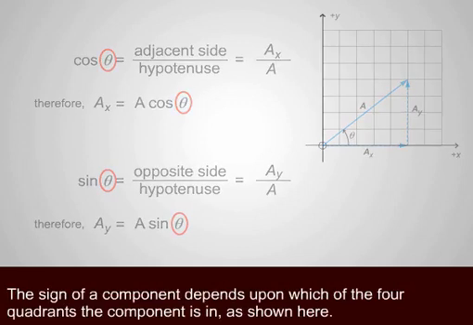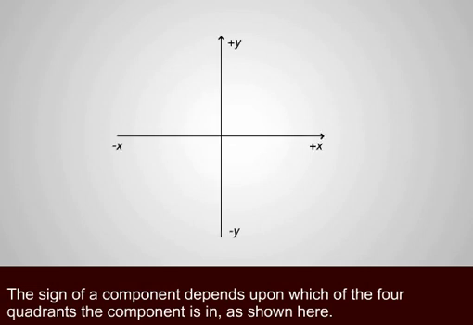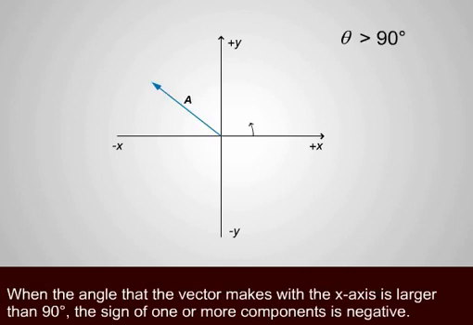The sign of a component depends upon which of the 4 quadrants the component is in, as shown here. When the angle that the vector makes with the x-axis is larger than 90 degrees, the sign of one or more components is negative.